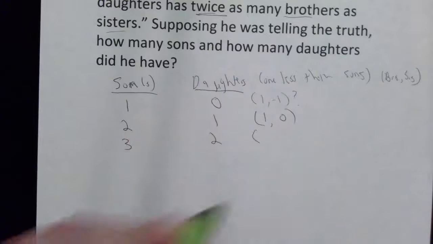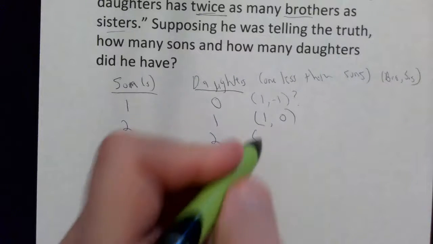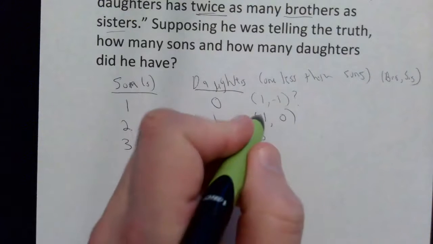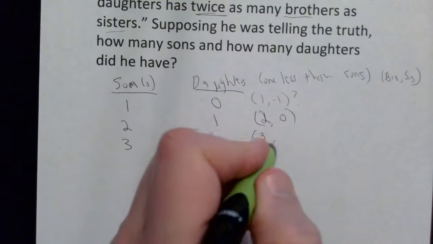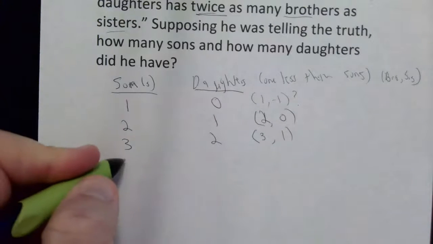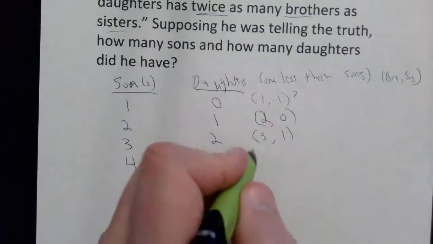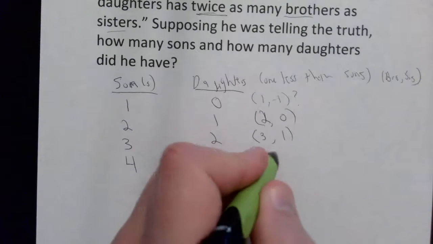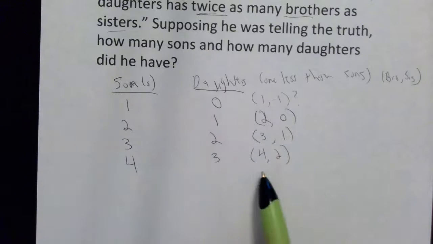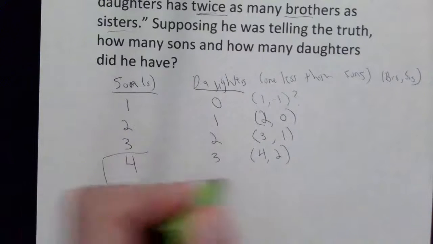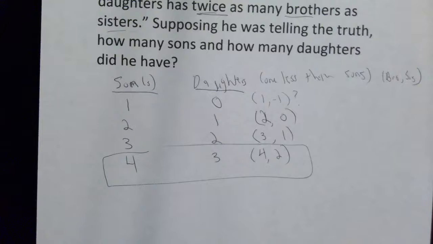If he had 3 sons, that would be 2 daughters. And from the daughter's point of view, there would be 3 brothers. Sorry, this was 2 and 0. 3 brothers and 1 sister, so that's not quite right. If we do 4 sons, that gives us 3 daughters, and each daughter would have 4 brothers and 2 sisters. That's twice as many as that. This must be the combination I was looking for. So if there are 4 sons and 3 daughters, each son has 3 sisters and 3 brothers, and each daughter has 4 brothers and 2 sisters.